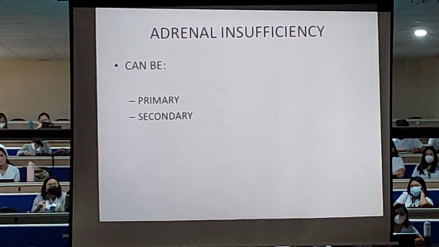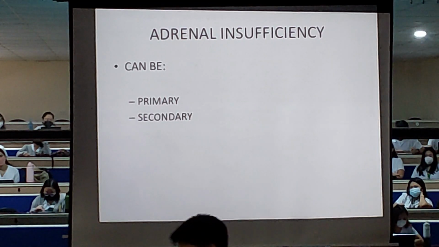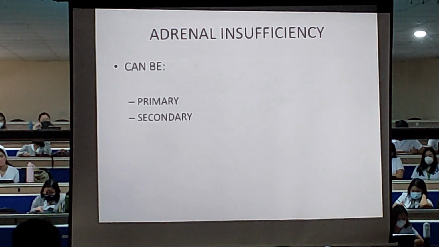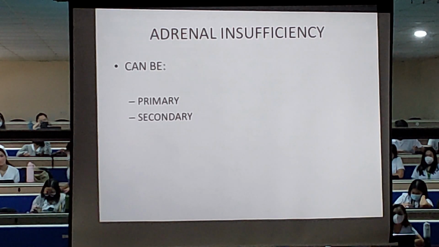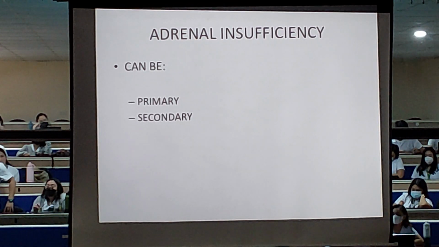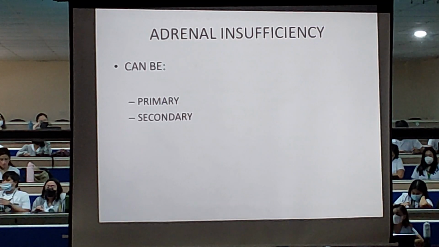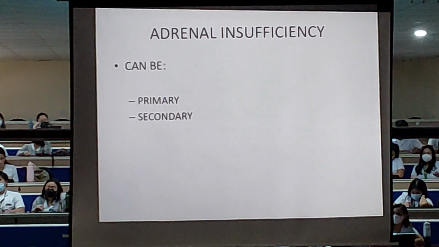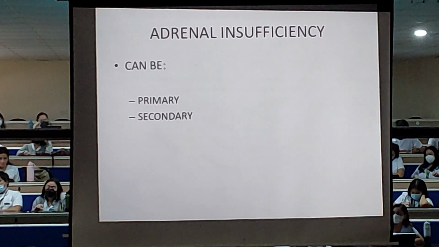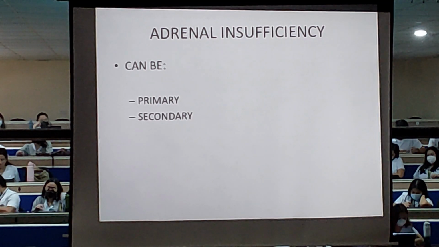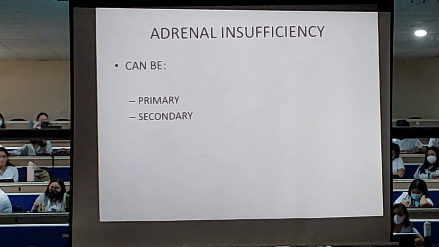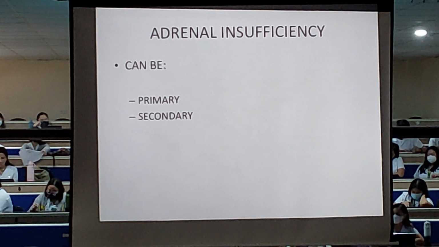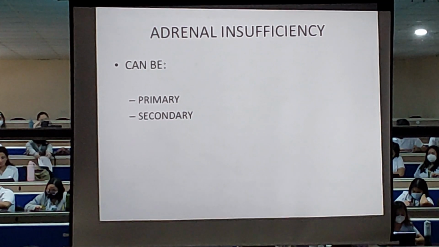So let's talk about adrenal insufficiency. Your adrenal insufficiency can be primary. When it's primary, it's the adrenal that is affected. If it is secondary, it is the pituitary that is affected. Tertiary, if it is the hypothalamus that is affected. So primary, it should be the adrenal.